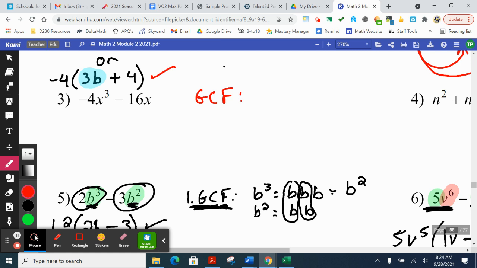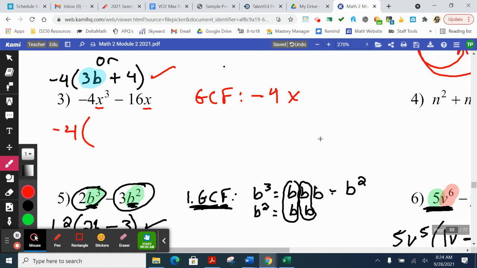Anybody? Armando? Negative 4x. Good. So between 4 and 16, that's a 4. But since that leading term is negative, it means we probably want to pull out a negative 4. And then we each have at least one x. So we tack on one x for our greatest common factor. So that's what we're going to put out in front.